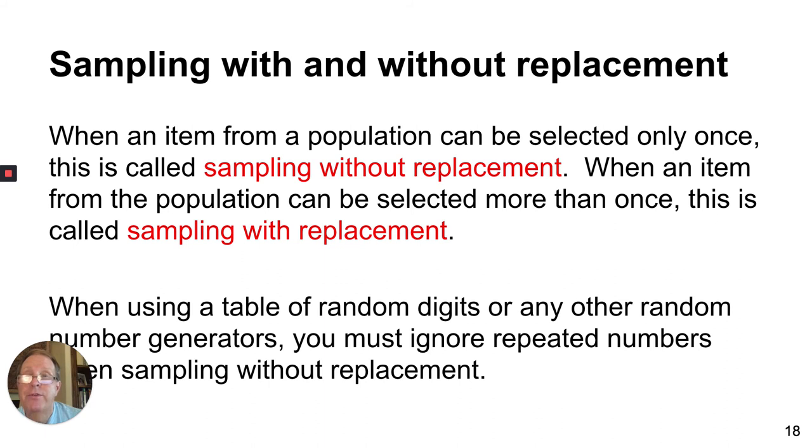I want to distinguish sampling with replacement and sampling without replacement. When an item from a population can be selected only once, this is called sampling without replacement. When an item from the population can be selected more than once, this is called sampling with replacement. When using a table of random digits or any other random number generators, you must ignore repeated numbers when sampling without replacement.